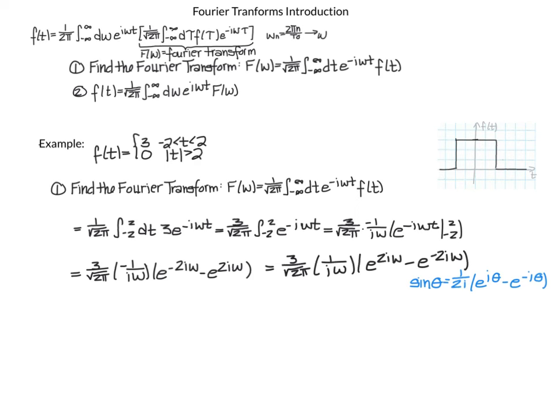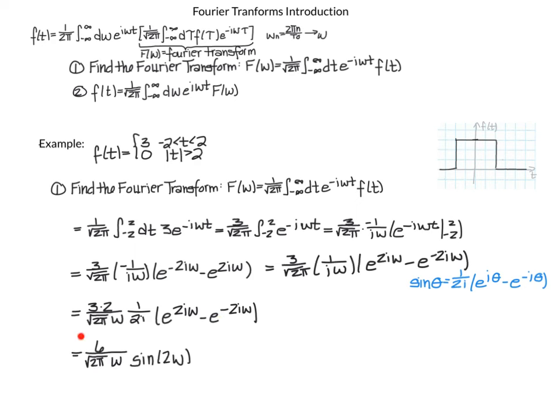So then I have e to the 2i omega minus e to the minus 2i omega, which almost looks like this. And again, I'm thinking of theta in this case as being 2 omega. I just need to introduce a 2 in the denominator, so I'll have to put a 2 in the numerator, which I have done here.